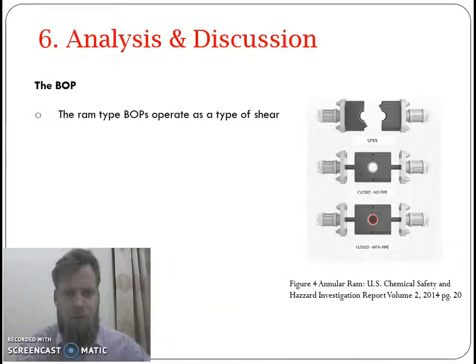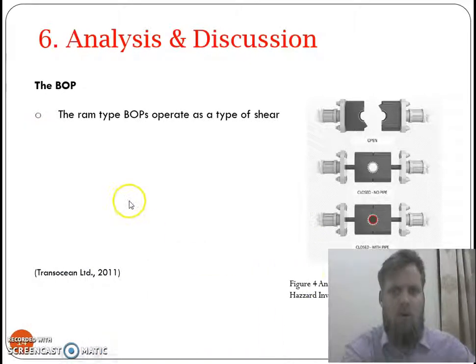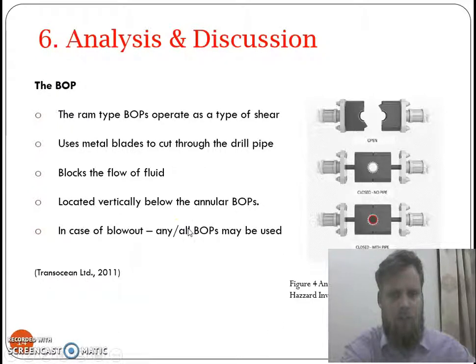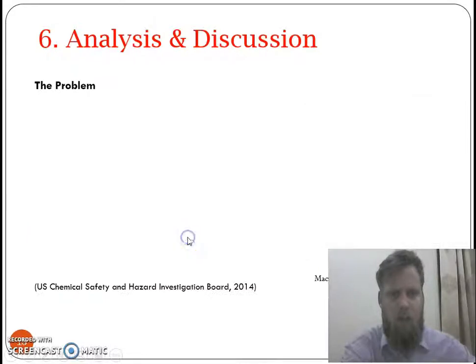So I'm going to move me back over here. So the BOP again is made up of annular type preventers and the ram type shear BOP elements. So we can see these ram type, they are used to cut the pipe in half, and they're usually at the bottom of the BOP underneath the annular preventer. So if there's a blowout, meaning that fluid is escaping the well uncontrollably, we can use any of those BOPs or all of them to help stop it.